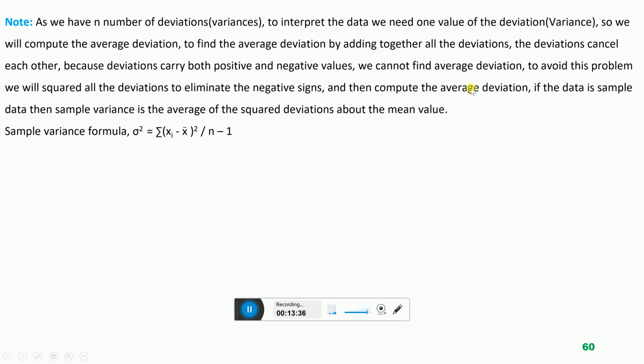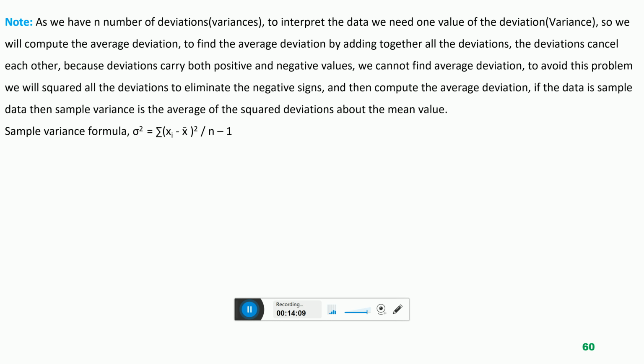deviation. If the data is sample data, then sample variance is the average of the squared deviations about the mean value. And this is the sample variance formula, sigma square, where sigma is a symbol for the sample variance. Sigma square is equal to summation xi minus x bar whole raised to the power 2 divided by n minus 1. This is the variance formula that we will use to measure variability or variation or dispersion about the mean value of the data set.